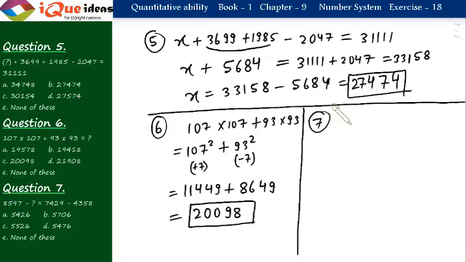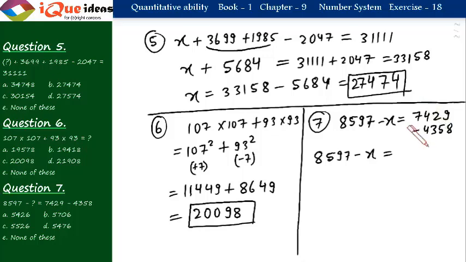Now let's come to question number 7. It says 8597 minus question mark. So let's say it is x. 8597 minus x is equal to 7429 minus 4358. So let's do one thing. First do the calculation on the right hand side. It is 8597 minus x equal to 7429 minus 4358.